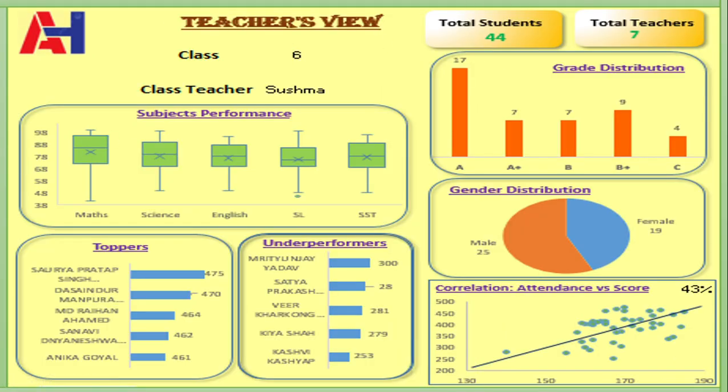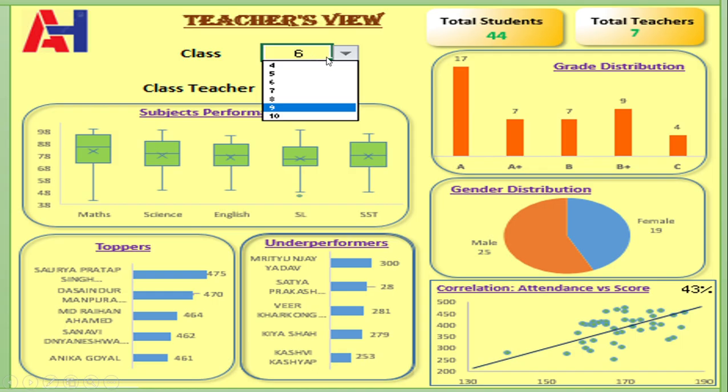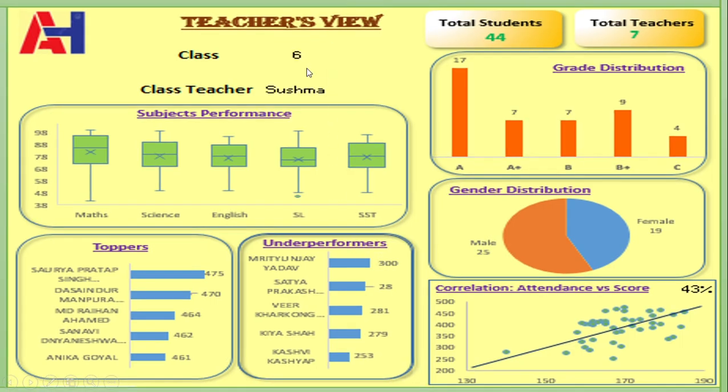So next, this is for the class teacher. Here you will get a drop down where you can select which class you want. As soon as you select the class, you will get the class teacher name and the class details like the total students in the class and total teachers. The data is in a table, so whenever there are any changes in the data, this will reflect in these charts also.